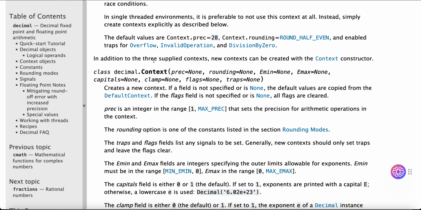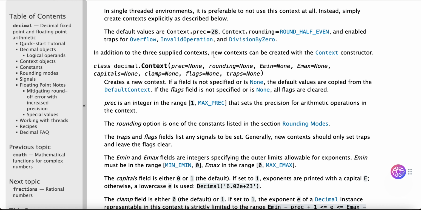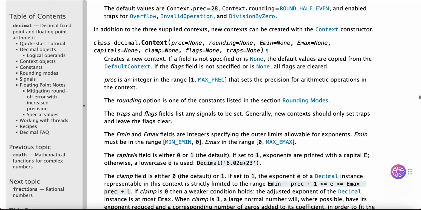In addition to the three supplied contexts, new contexts can be created with the Context constructor. Class decimal.Context(prec=None, rounding=None, Emin=None, Emax=None, capitals=None, clamp=None, flags=None, traps=None). Creates a new context. If a field is not specified or is None, the default values are copied from the DefaultContext. If the flags field is not specified or is None, all flags are cleared.